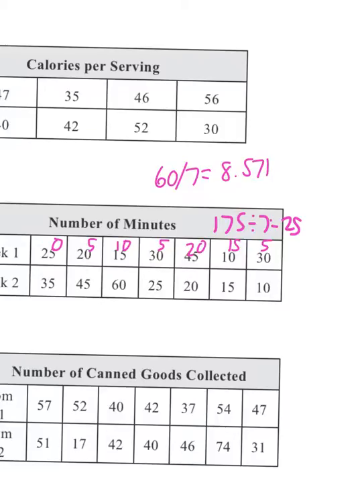Now remember, it said round to the nearest tenth if needed. So this 7 is the 10th place. This 1 keeps it a 7. So the mean absolute deviation for week 1 is 8.57. Remember, I rounded it, I'm sorry, to the 100th place. I'm saying 10th place.